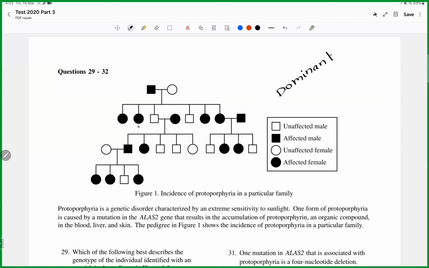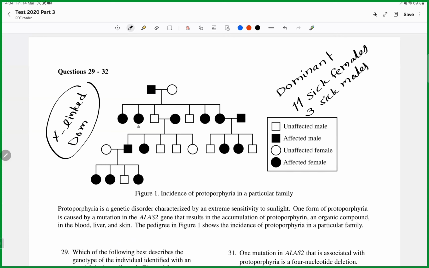There's 2 that are sick parents. How many sick females do we have? 1, 2, 3... 11 sick females. How many sick males? Oh. Yeah. Definitely. It's dominant in that case. If it's dominant, it appears mostly in the females. If it's recessive, it appears mostly in the males.